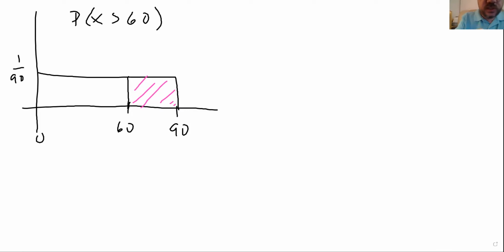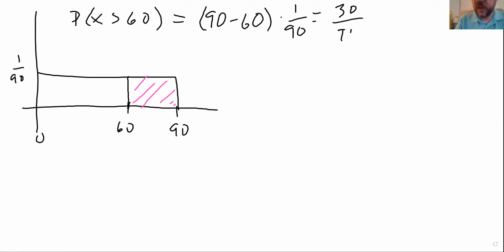Probability that x is greater than 60 is equal to, well, the length of the base is 90 minus 60. That's base, times the height, which is 1 over 90. And so this whole thing is going to be 30 over 90, right? That's 1/3. There you go. That's how you find it.